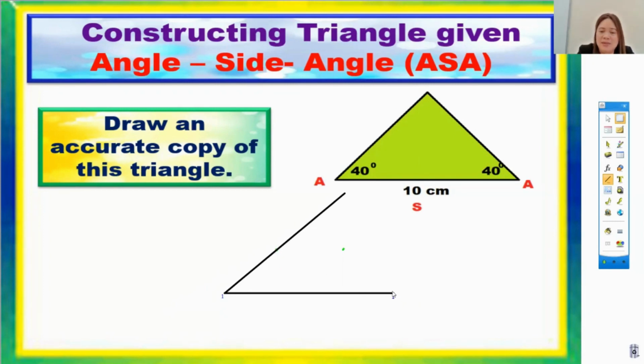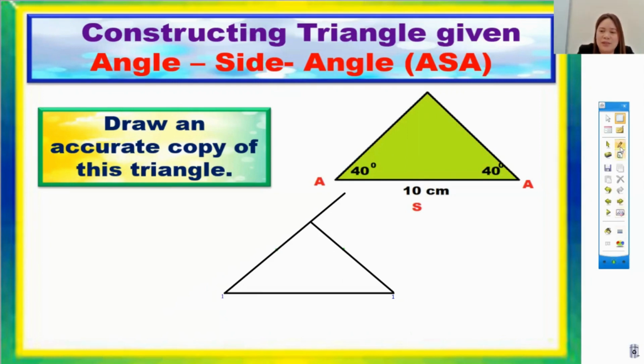And I'm going to have this one here also. So I need to pass through on this mark point. And there you have the triangle. It's fine if you can extend this one, no problem, as long as you will be able to form the triangle that is 40 degrees, 10 centimeter side, and 40 degrees.